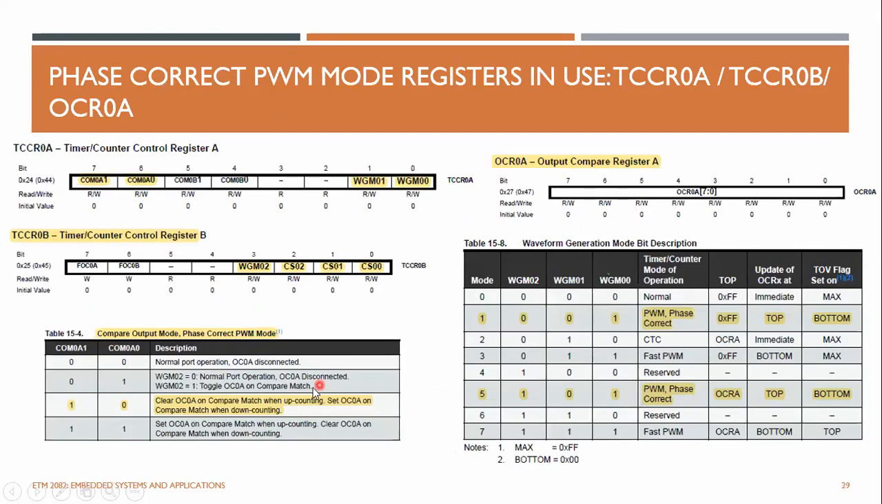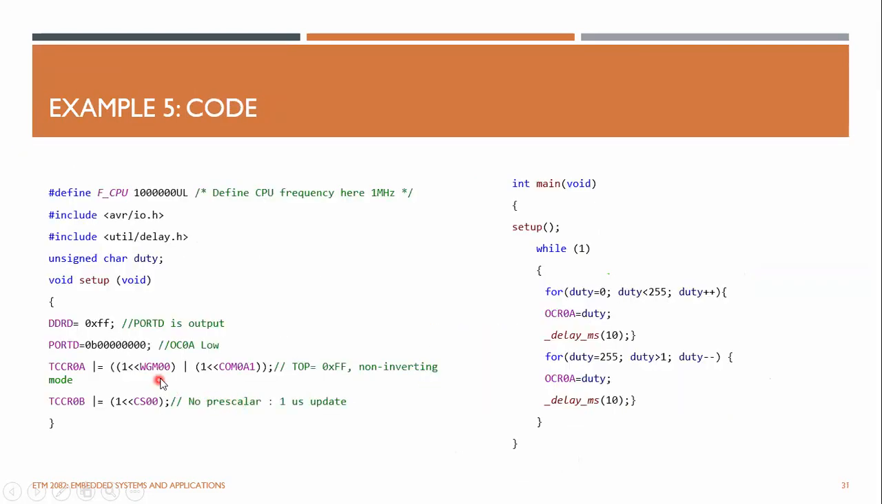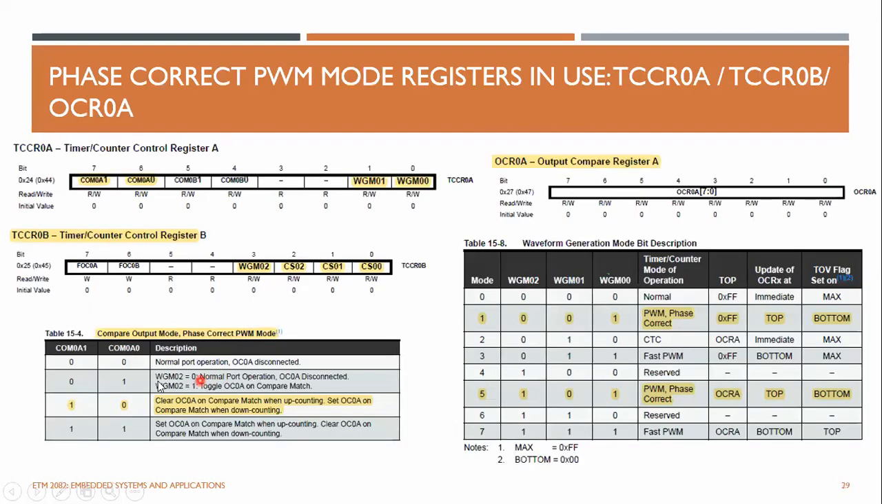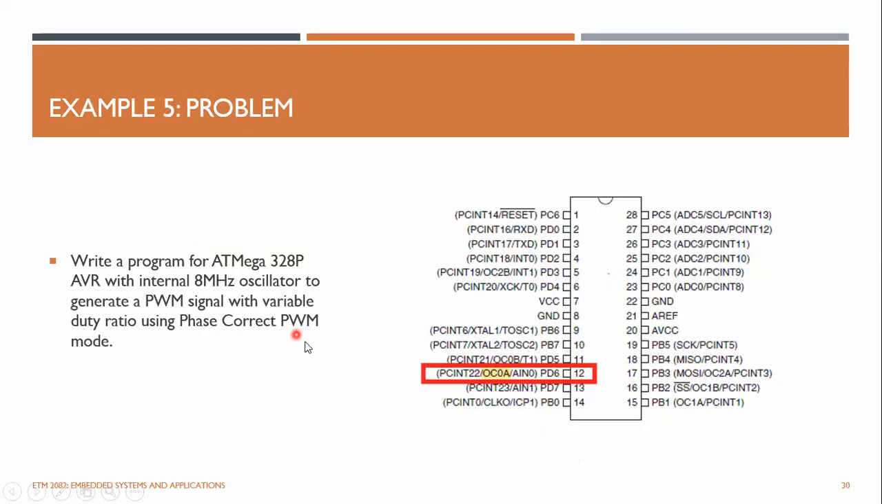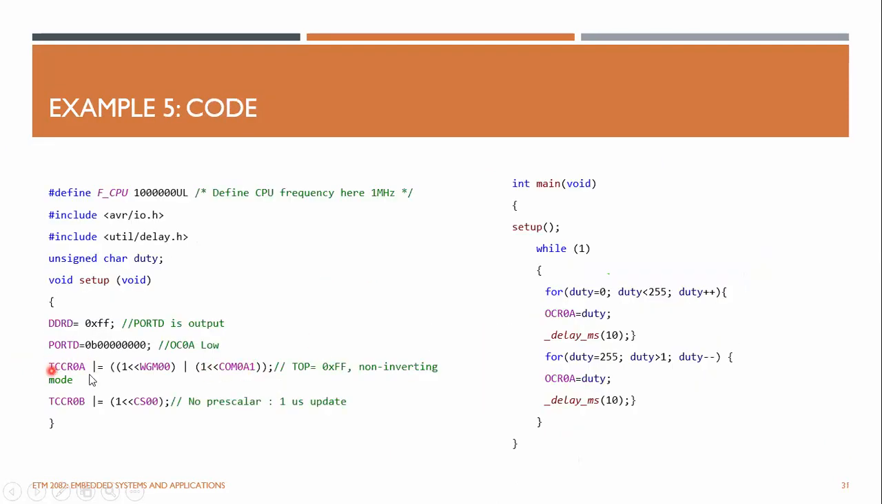I'm using phase correct PWM. Top value is 255. This bit WGM00 should be high. That's only one. WGM00 is high, as well as COM0A1 should be high, right? So that is all the values that should be set to TCCR0A, and I'm using no prescaler. Only this last bit should be set to high.